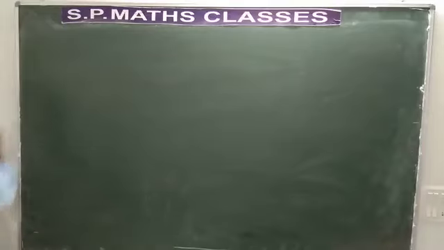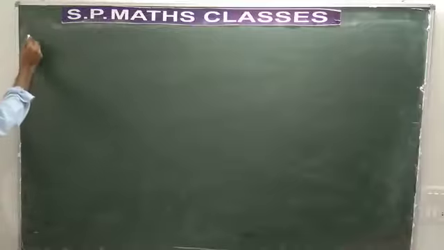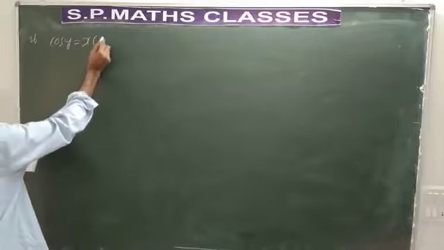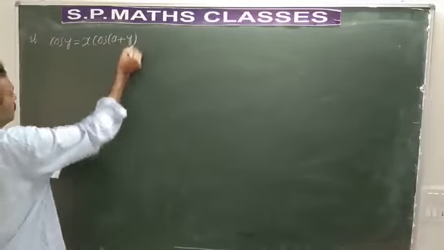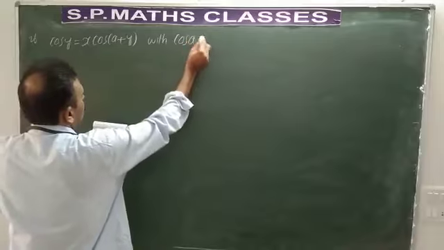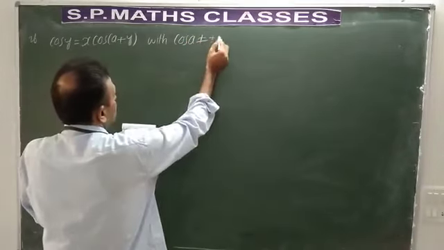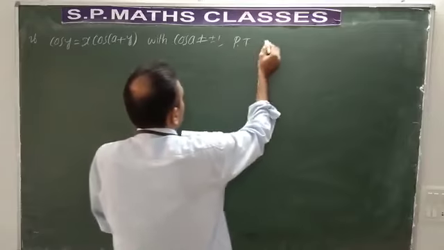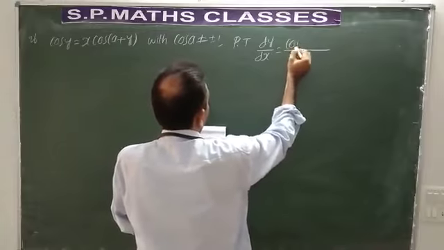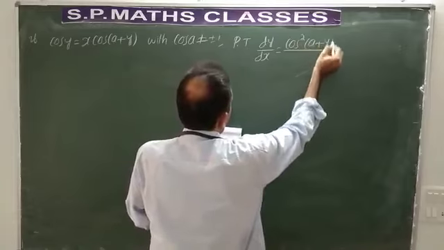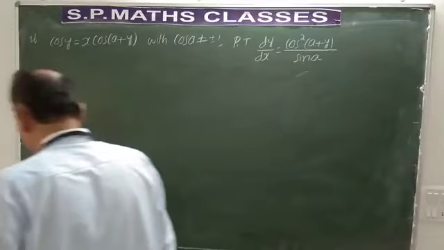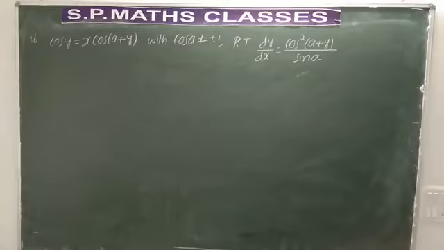It's given, if cos y is equal to x into cos of a plus y, with cos a not equal to plus or minus 1, prove that dy by dx is equal to cos squared of a plus y divided by sin a. Cos squared of a plus y divided by sin a. That's what you need to prove.